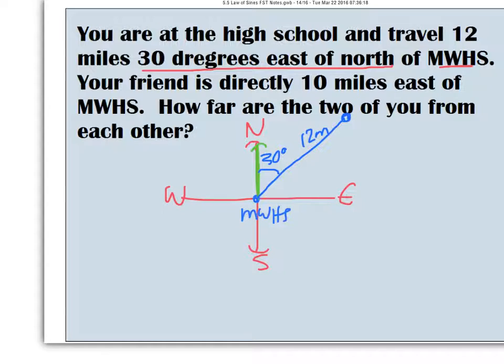And there we are. Now the next part, your friend is directly 10 miles east of the high school. So our friend was at the high school and they went 10 miles east of it. So we'll just do 10 miles there. And this is our friend and this is me. The question is, how far are the two of you from each other? I need to know that right now.